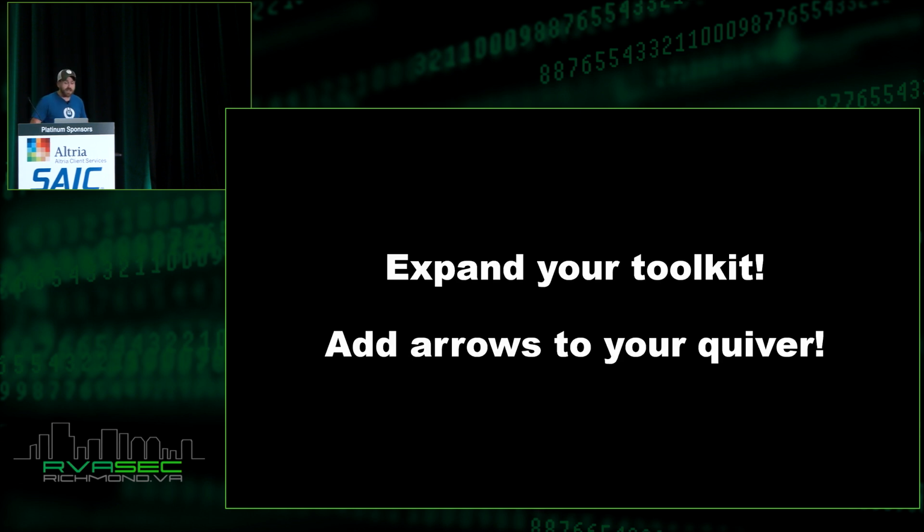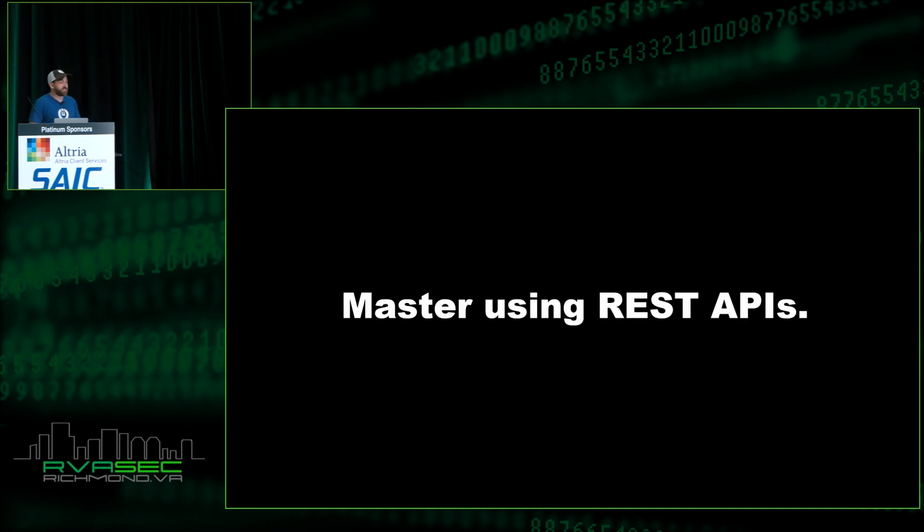So you need to expand your toolkit, right? You need to add arrows to your quiver, because the more things that you have to put together, the higher the likelihood will be that you have a novel solution on your hands, right? And if there's a theme so far, it is that you need to master using REST APIs, right? I think in 2024, that's a pretty reasonable expectation.